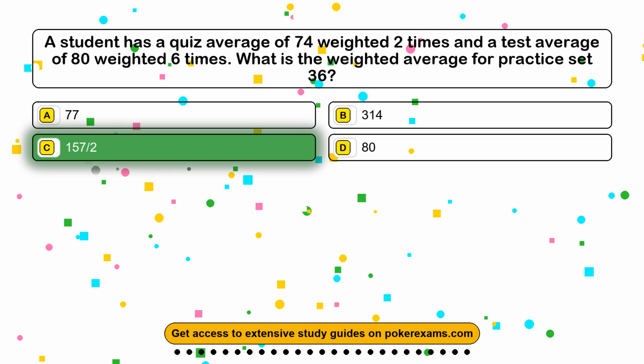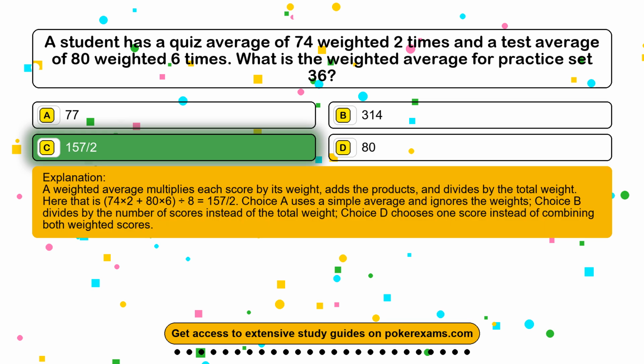The correct answer is option C, 157/2. A weighted average multiplies each score by its weight, adds the products, and divides by the total weight. Here that is, 74 times 2 plus 80 times 6, divided by 8 equals 157/2. Choice A uses a simple average and ignores the weights. Choice B divides by the number of scores instead of the total weight. Choice D chooses one score instead of combining both weighted scores.